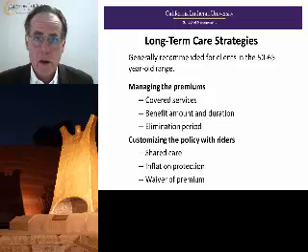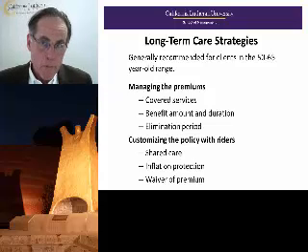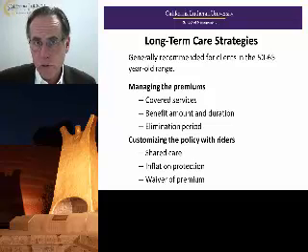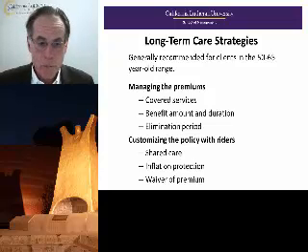Again, we can think about managing the premium, and we do that by thinking about what services will be covered? Where will they be covered? At home? The benefit amount, the duration, and again, the elimination period. So you can think about moving those around to get a premium that your client can afford, and not only afford now, but to maintain those premium payments.